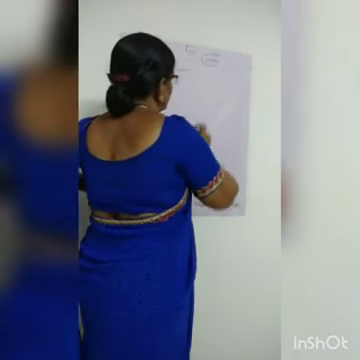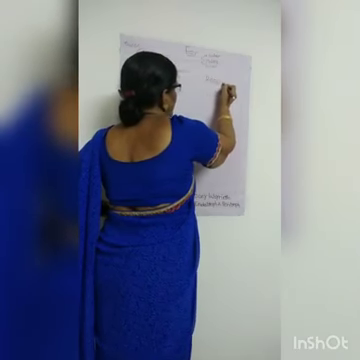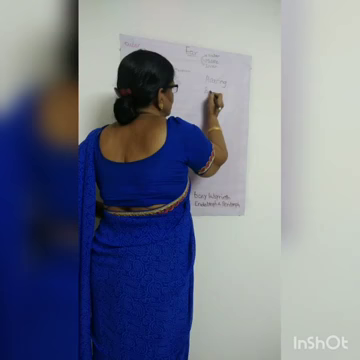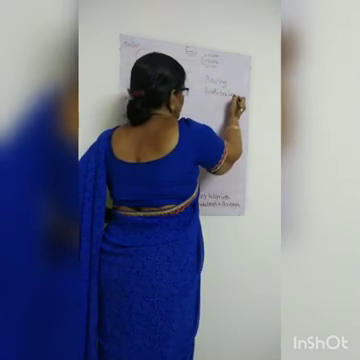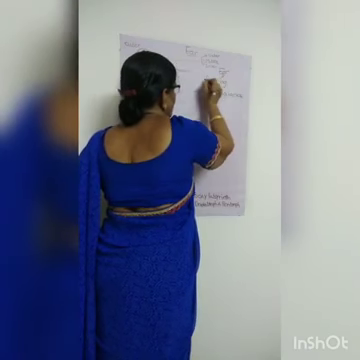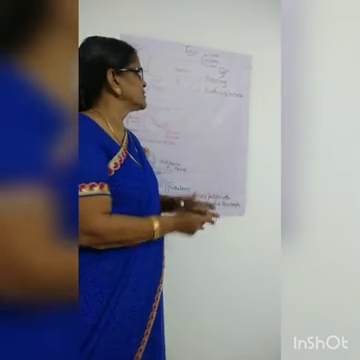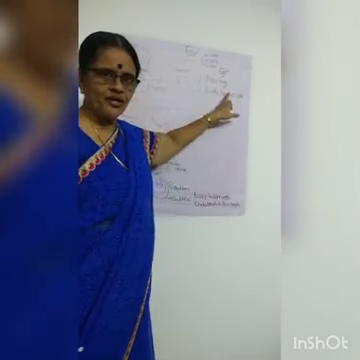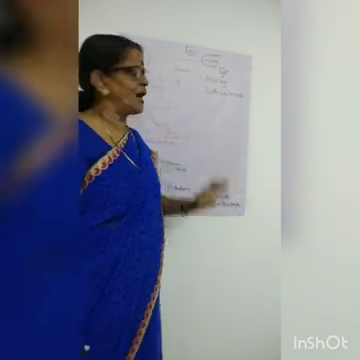So we have twofold function. One is hearing, another is called body balance. These are the two functions of the ear. It is responsible for hearing, and it is also responsible for maintaining the body balance.